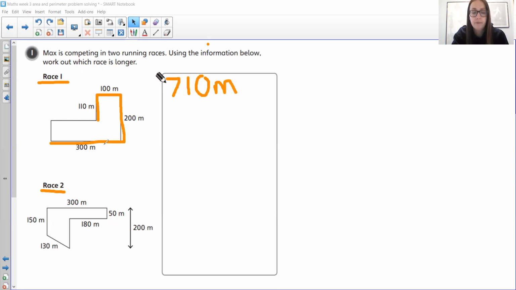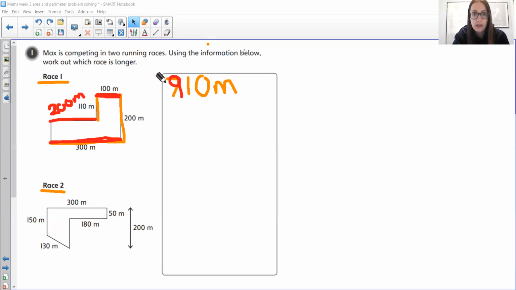Okay, right. Let's see if we can work the rest of it out. So we also need to work out this length here. Which information that we know can help us work out this bit? Well, up here might help us. This length here might help us. So this length is 100 meters. The whole thing is 300. One part is 100, so this part must be 200. 200 meters. So we're now not on 710, we're now on 910 meters.